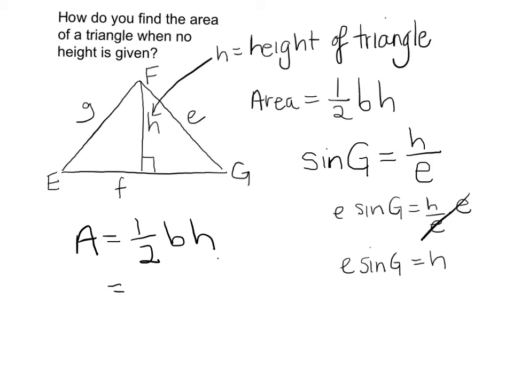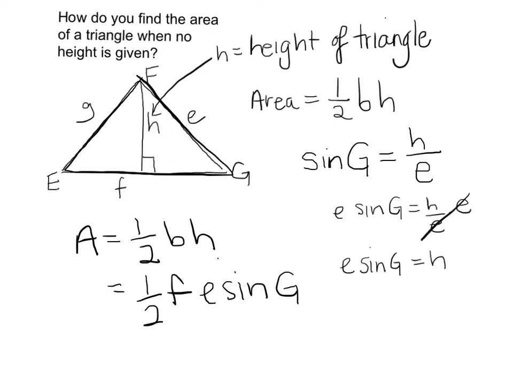Now we can substitute in 1/2. The base of the big triangle is side F, and the height is E sine of angle G. Notice that side F is this side right here, side E is this side, and angle G is this one.